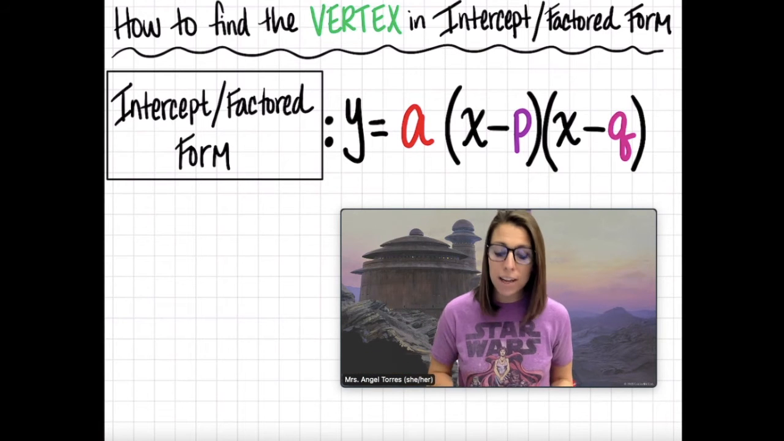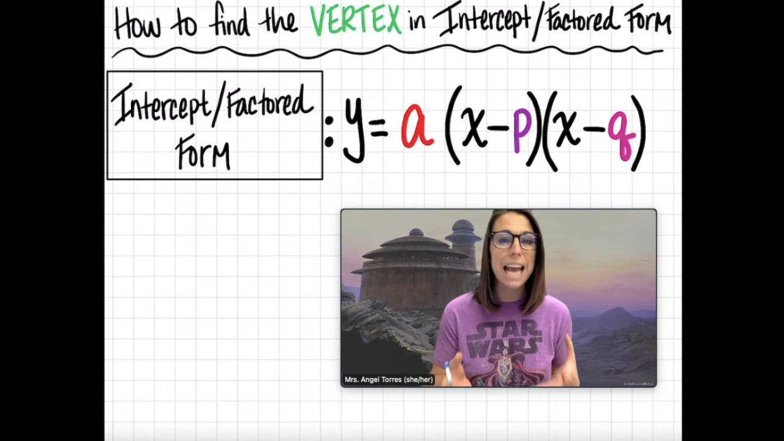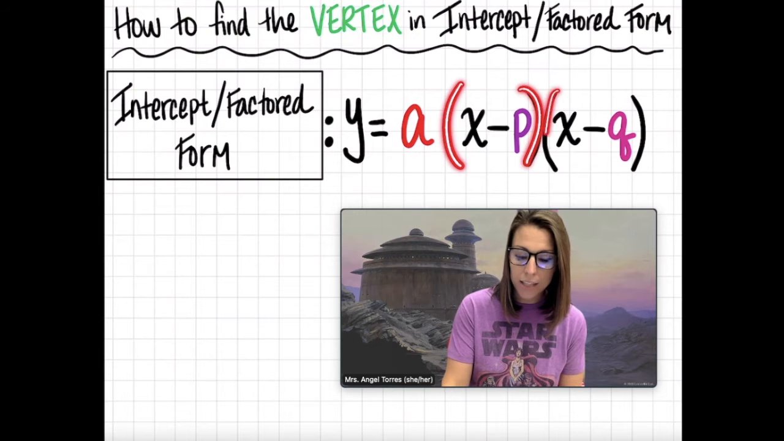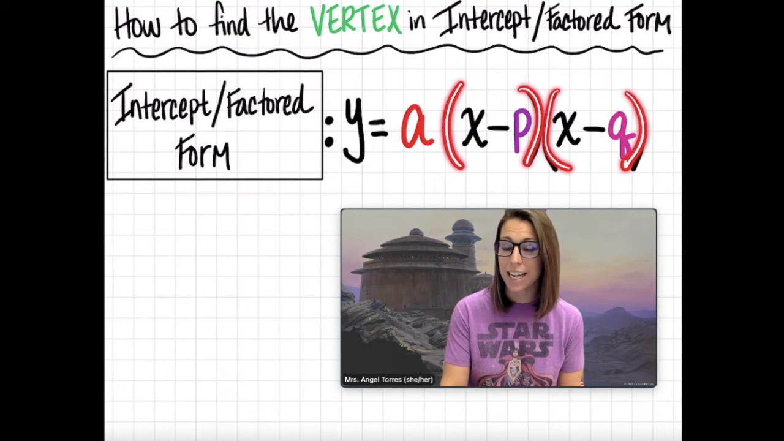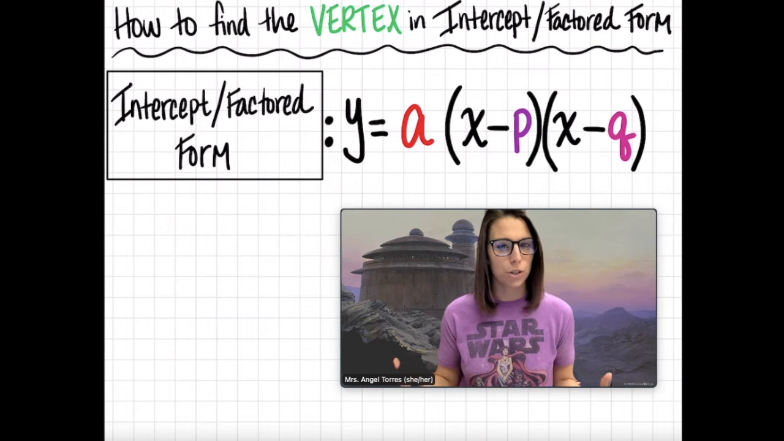We also call this factored form because, as you can see, there is no square here. We don't see an x squared anywhere in this form. However, this is written as a product with two binomials in it, which is how you know that you are looking at something in factored or intercept form.